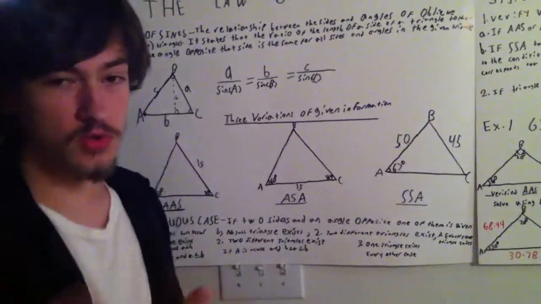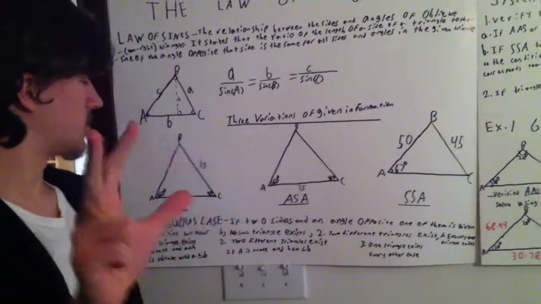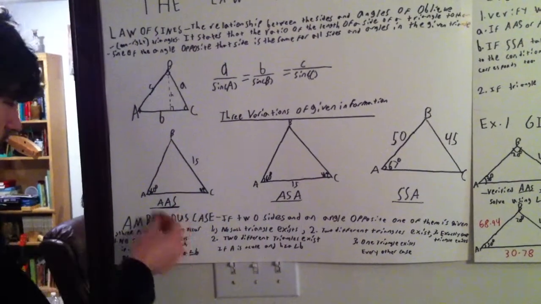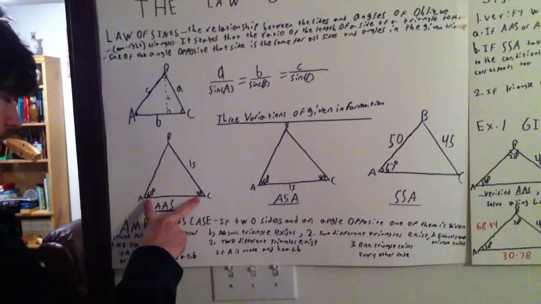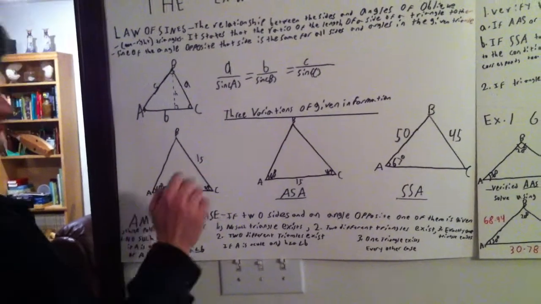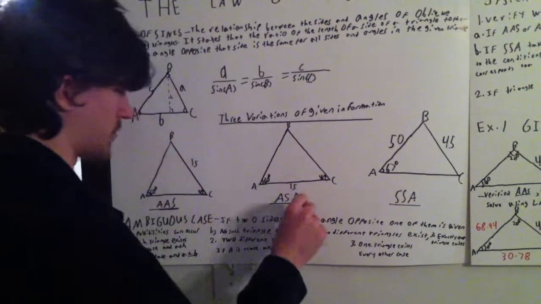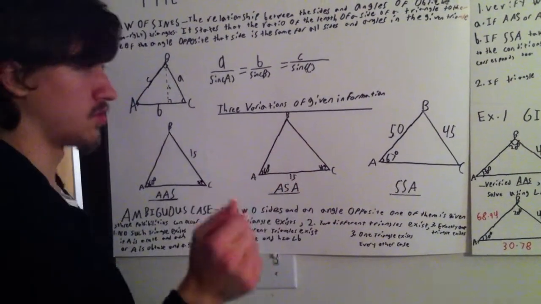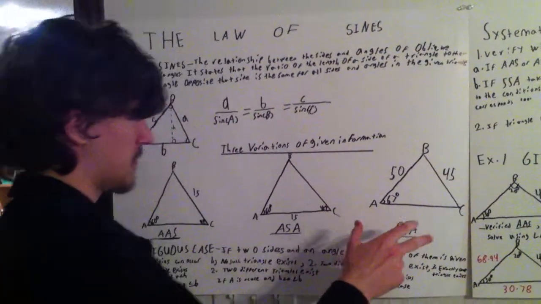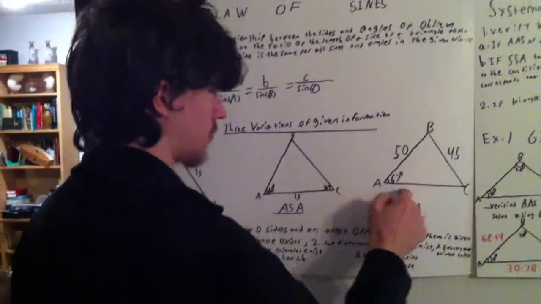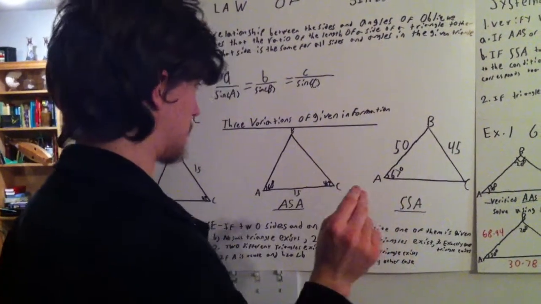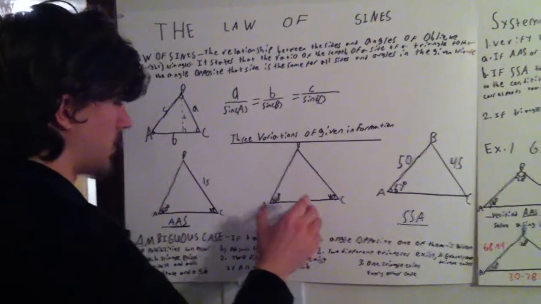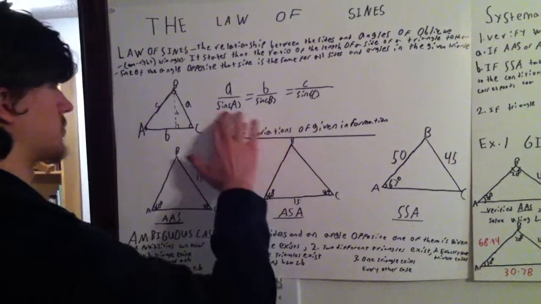When using the law of sines, you typically have three variations of given information. The angle-angle-side, in which you're given two angles and a side that corresponds to one of the given angles; the angle-side-angle, in which you're given two angles and a side that doesn't correspond with either of the given two angles; and the side-side-angle, in which you're given two sides and an angle that corresponds with one of the given sides.